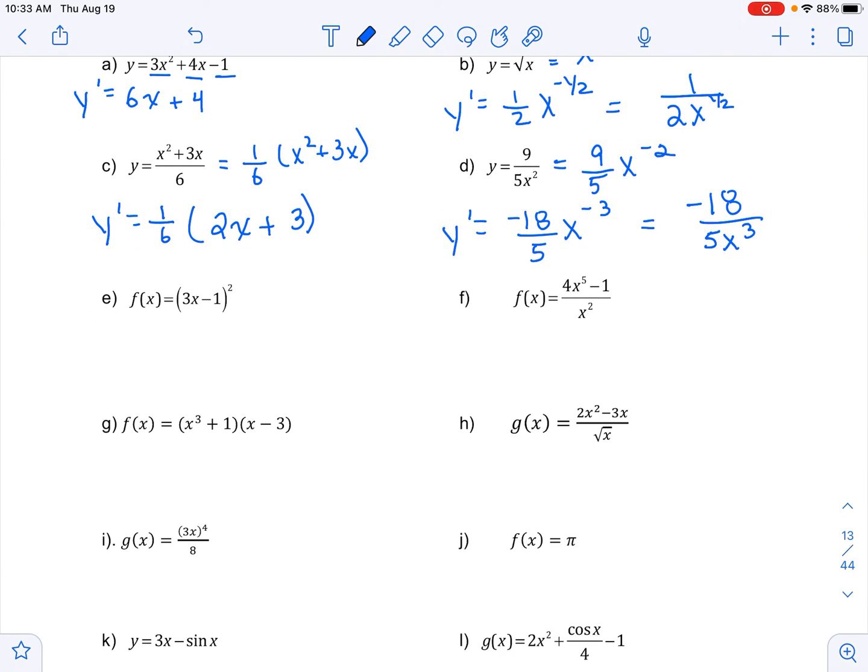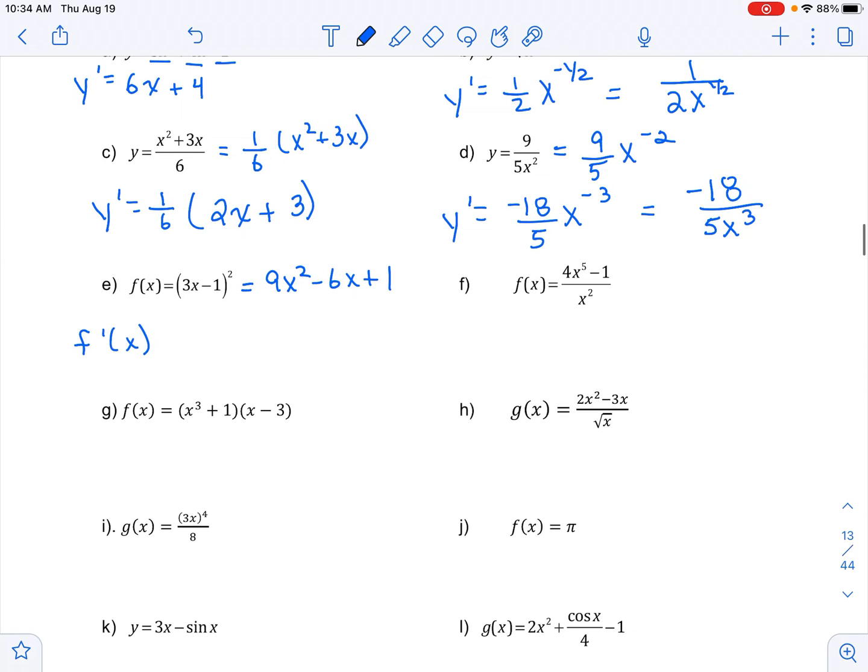Now the next problem is what's called a composite function. Right? You have a linear function that's getting squared. So we don't know how to work with composite functions yet. So what you will have to do is multiply this out, which becomes 9x squared minus 6x plus 1. Then we can go ahead and take the derivative. So f prime of x is going to give me 18x minus 6.